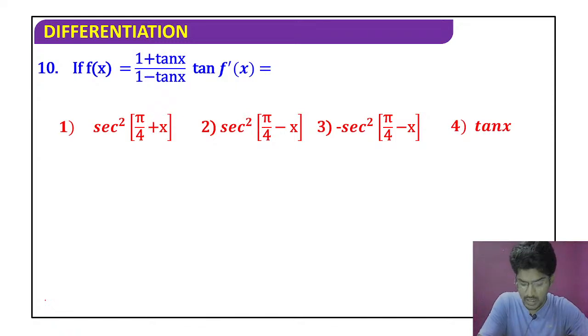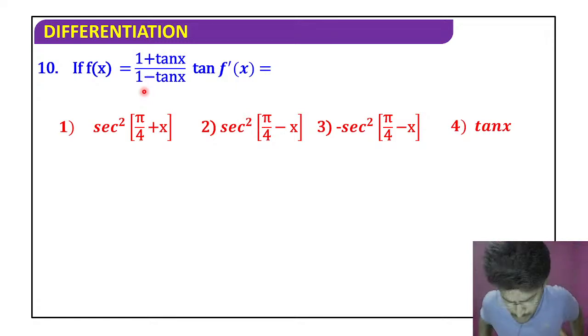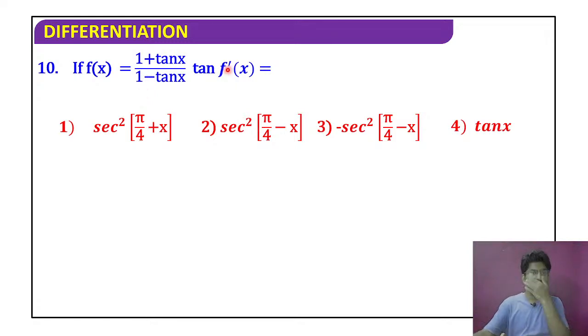Already you have the 10th problem. f of x is given as 1 plus tan x divided by 1 minus tan x. So if f of x is 1 plus tan x divided by 1 minus tan x, then what is f dash of x? Can you tell me? You don't tell f dash of x, you just tell me how to simplify this 1 plus tan x divided by 1 minus tan x.